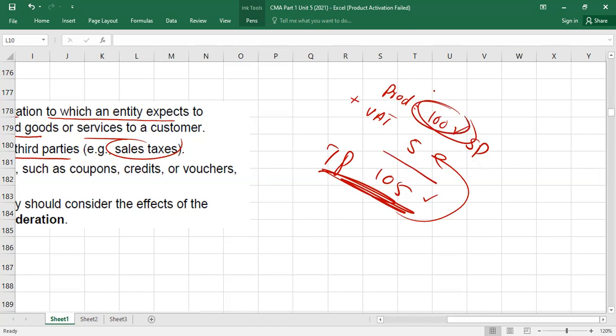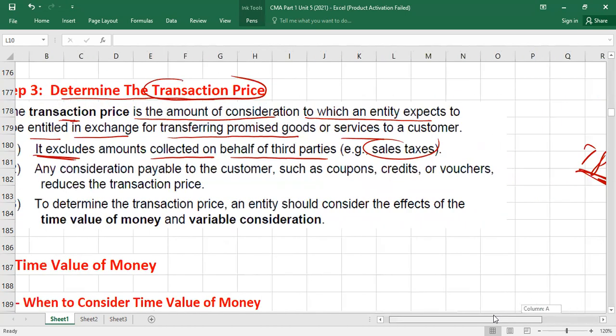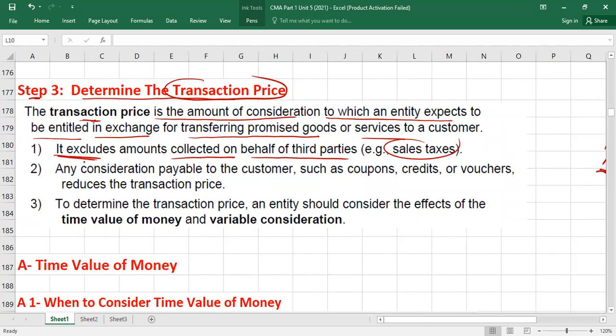Understood? So now remember this point theoretically. What is the point? The transaction price should exclude... Doesn't mean you will exclude from the customer. No, from the customer you have to collect. But when you book the revenue, don't make it part of revenue. Okay? So the transaction price excludes what? Amounts collected on behalf of third parties.